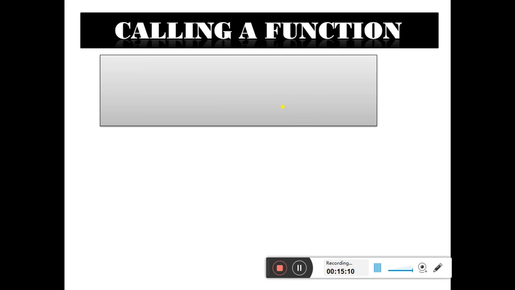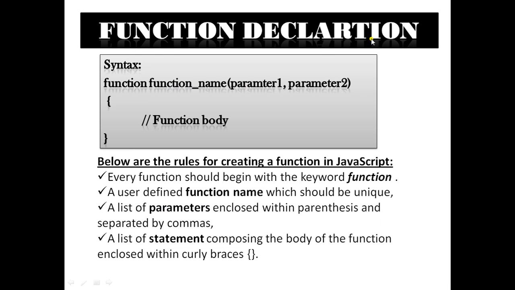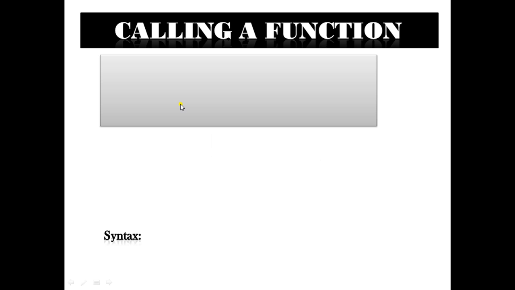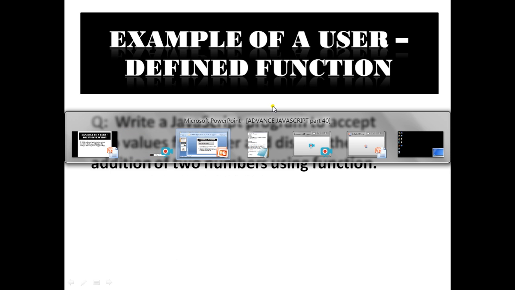But here in the declaration part, you cannot end the statement by putting a semicolon at the end. Got it? Because it is followed by this block of statements, right, the function body. So if you put a semicolon here, then this is of no use. Got it? Now the next example of a user defined function. Now see, this is one example of a user defined function.